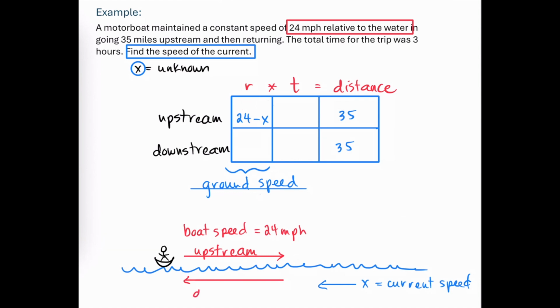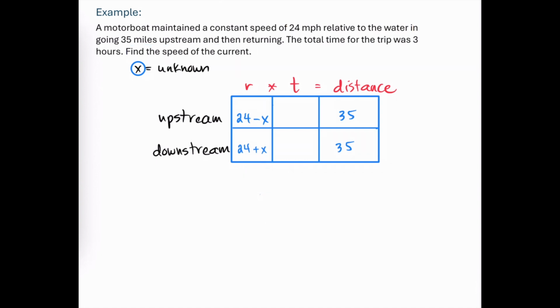Then our boat turns around and travels 35 miles downstream. When we're traveling downstream, we're traveling in the same direction as the current. And so the ground speed here, or the actual speed, is going to be the 24 miles an hour speed of the boat plus the speed of the current. The current is assisting us as we go downstream and causing our rate to be faster.